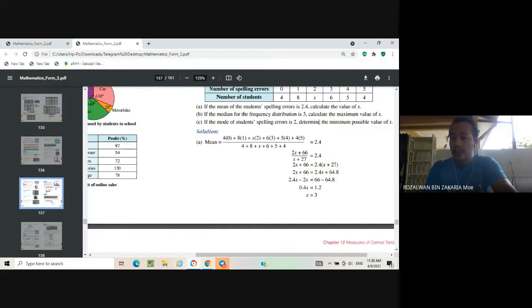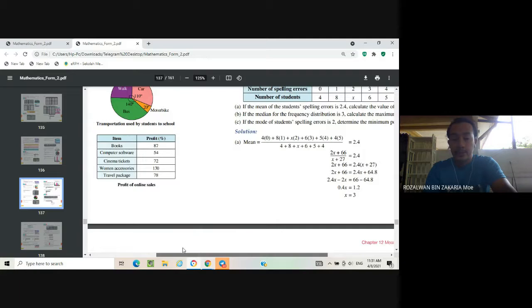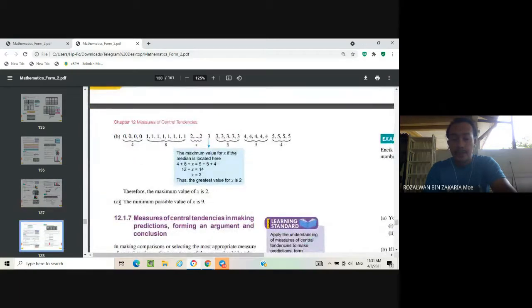So how to determine the minimum possible value of x? Firstly, you need to look at the highest frequency among this data, which is equal to 8. So the value for x should be higher than 8. So it should be 9. That's why the answer for C, the minimum possible value of x, is 9.